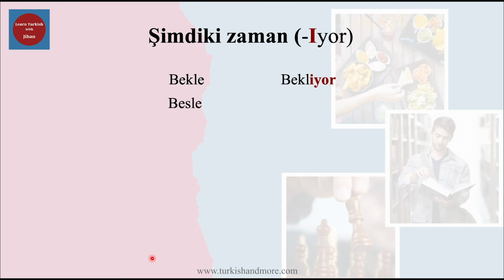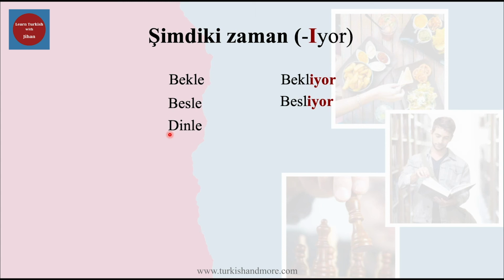Same with besle. Besle is a 2-syllable word and it ends with a vowel. What do you do? You assume this vowel doesn't exist and you look at the other vowel, which is in this case also e. If we go back to the rule, it says if the last vowel in the verb is e, what suffix do you add? Let's see. It will be besliyor, the one that has the e.